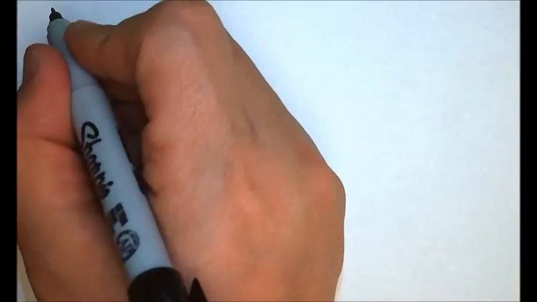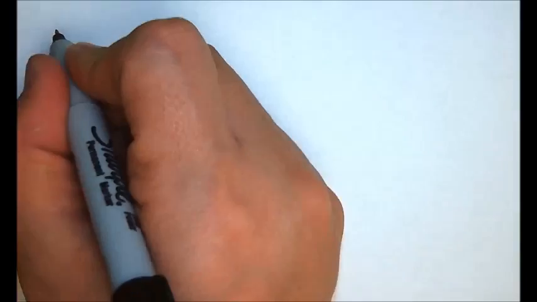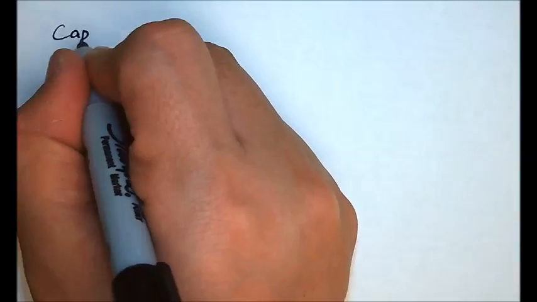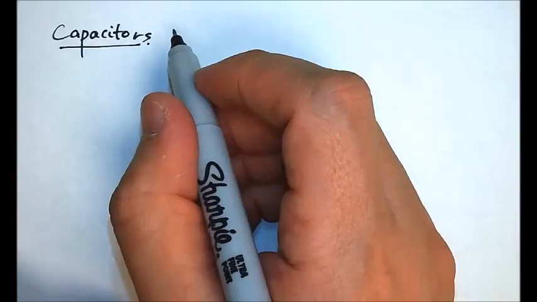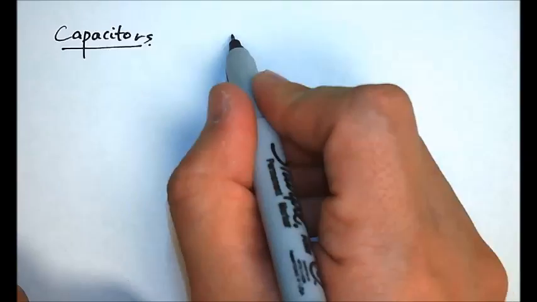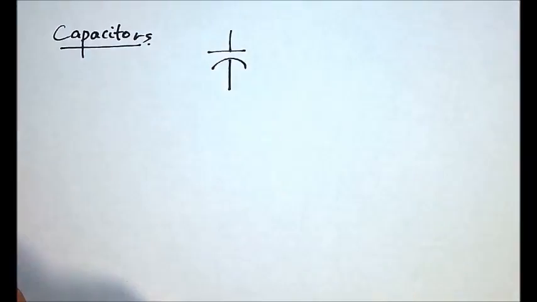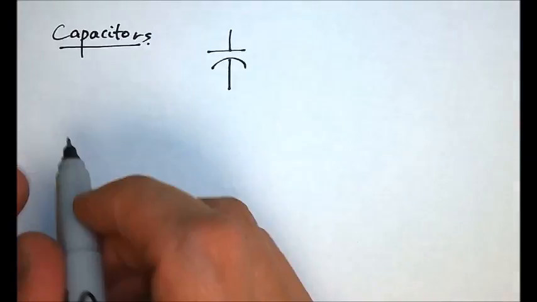Alright, in this video we will look at capacitors. And the first thing is the circuit symbol for capacitors, which is something that looks like this. This is a circuit symbol for capacitors. And we don't want to confuse this with voltage sources.